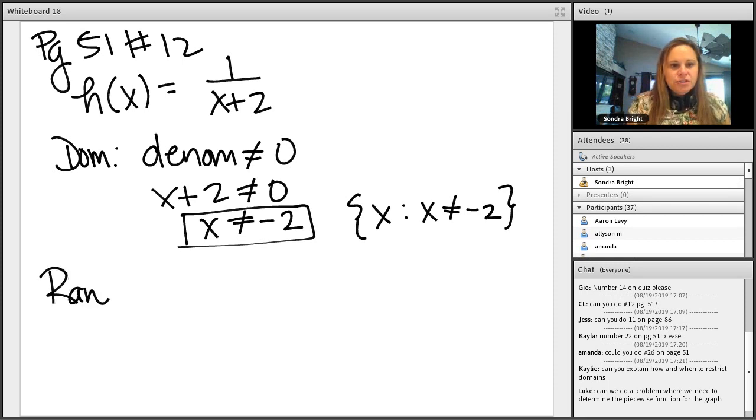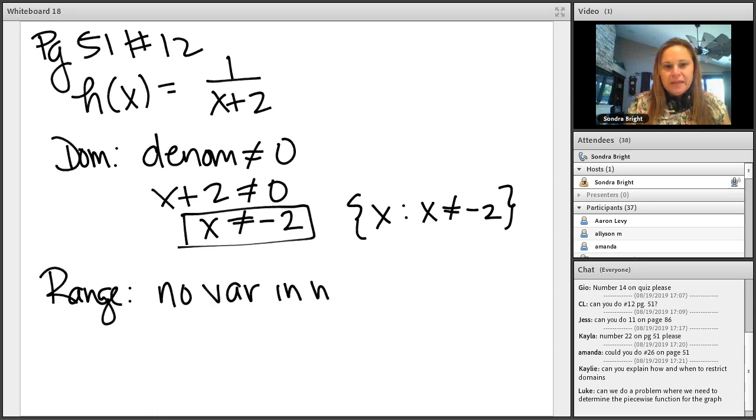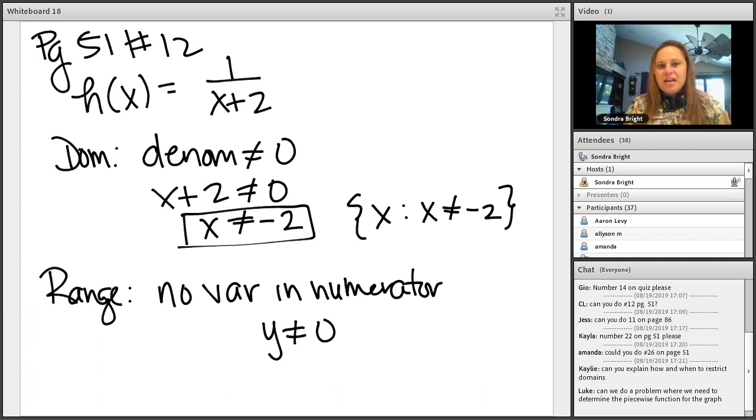The range, you've got a number up top. There's no x, there's no variable in the numerator. And so that means that y can never equal 0. It's never going to happen. The bottom is just an x plus 2, and there's no restrictions on that at all. You could have negative values, positive values, whatever.